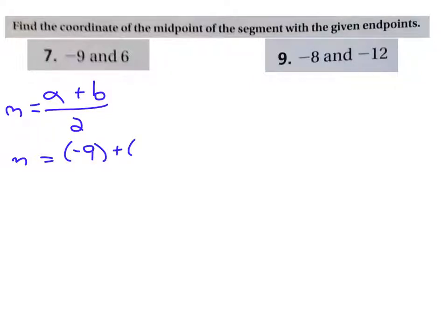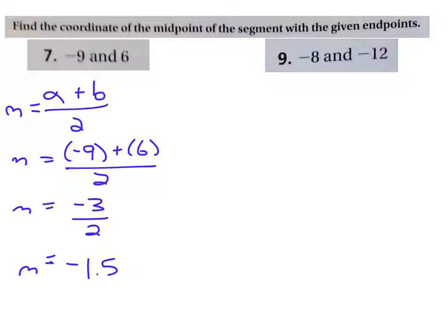(-9) plus 6. Anytime I'm substituting values, put parentheses where I'm substituting them in. Therefore -9 plus 6 is -3, and that's divided by 2. And then what we get is -1.5. If we're on a number line at -1.5, we have the midpoint.